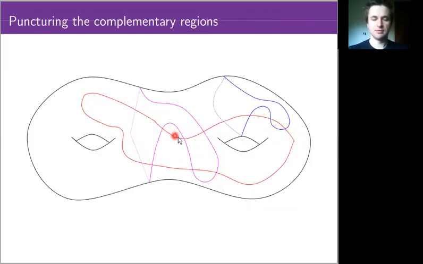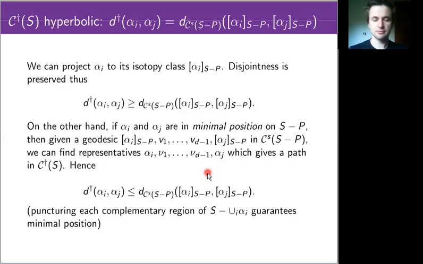So here's a bigon, for example, between these two curves. But if you puncture the bigon, then that doesn't count as a bigon anymore. So all of these curves here turn out to be in minimal position. So just by putting in enough punctures, you can ensure that curves are pairwise in minimal position in S minus P. That's all well and good, but now we need to ensure that paths in the surviving curve graph can be lifted to paths in C dagger.